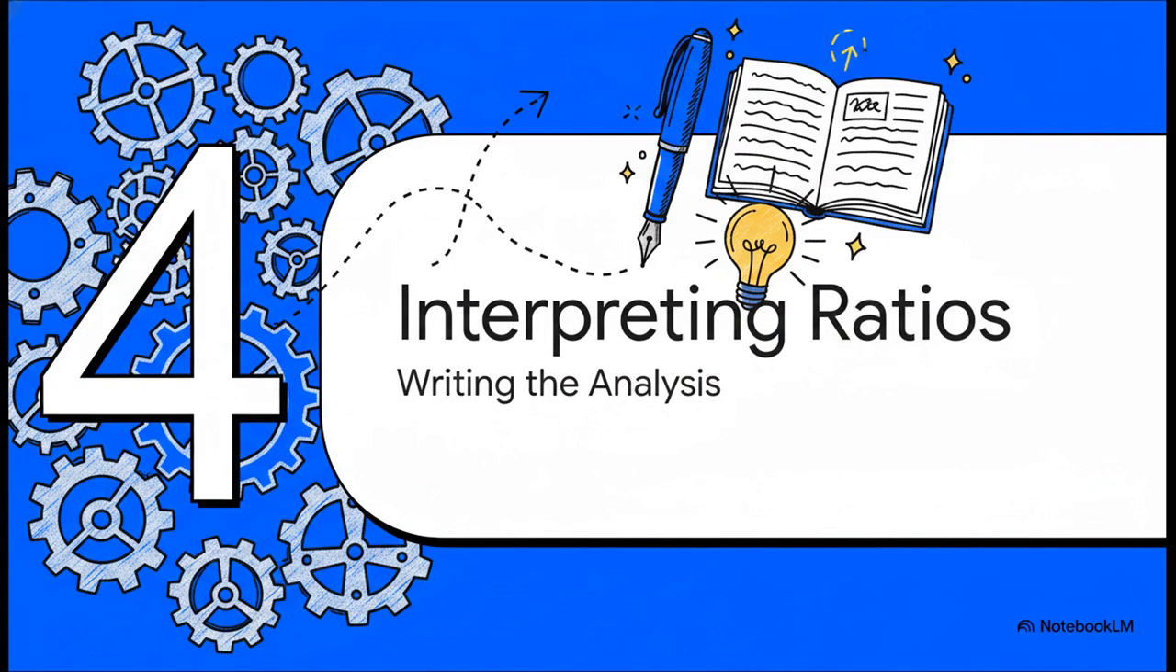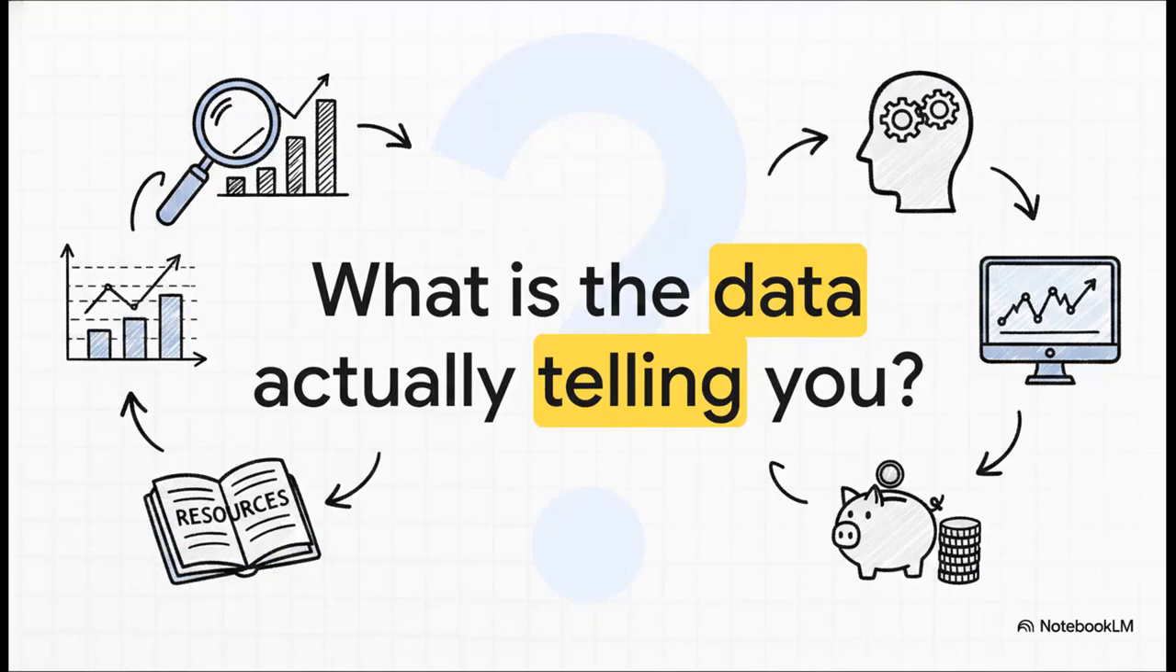Up next, Section 4. Interpreting the financial ratios. Now, this is where we transition from just plugging in math to actually writing out the analysis. Let's be real, anyone can punch numbers into a calculator, but this written section, this is where the real value lies.